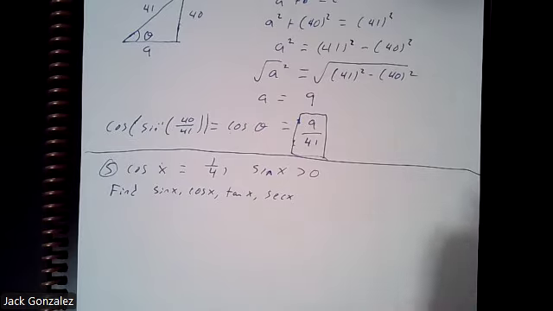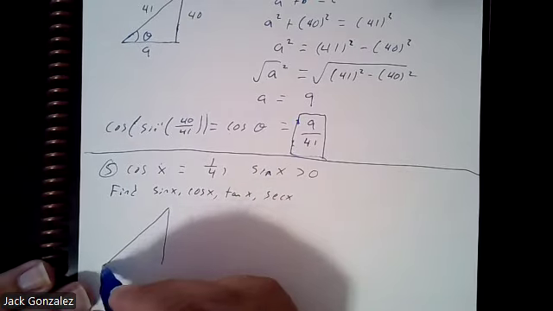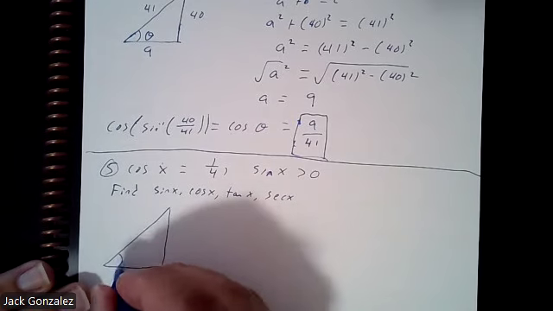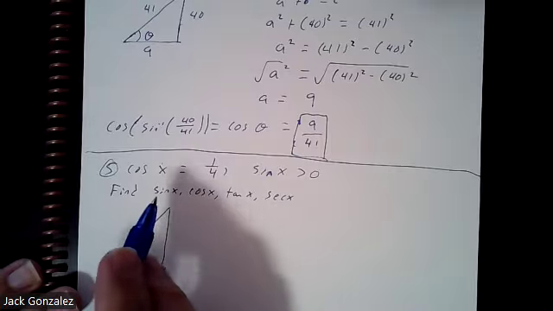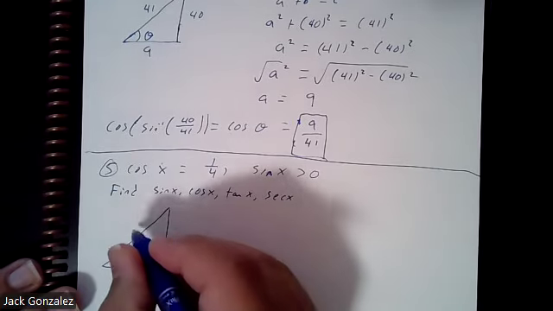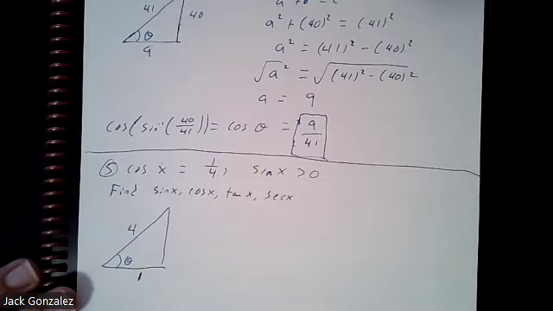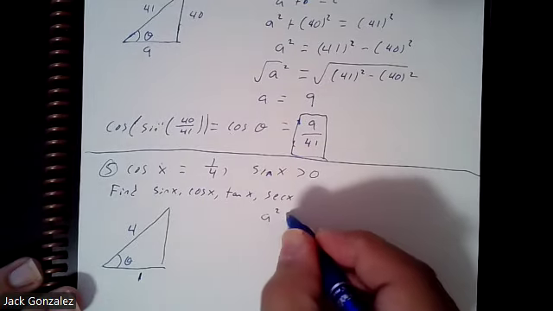All right, so build your triangle. Adjacent over hypotenuse. Find the missing side. So we got to do our Pythagorean.